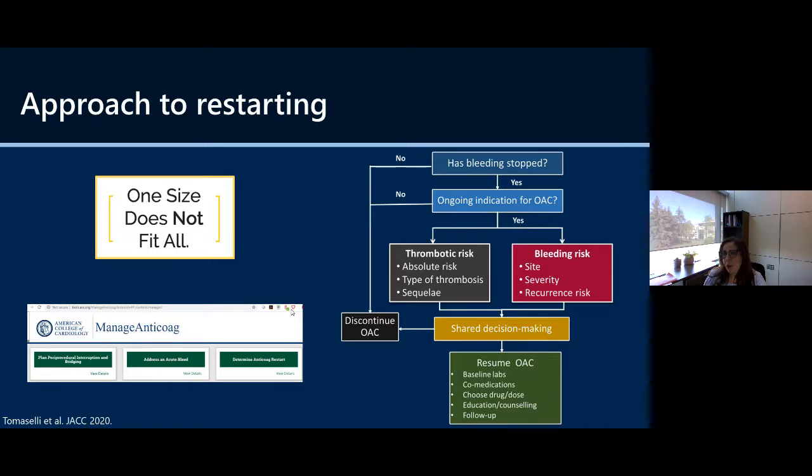Thrombotic risk would depend not just on the absolute risk of the event happening, but what type of event it is. So, for us, a DVT is different than an ischemic stroke. It's just important to have a perspective on that. Same thing with bleeding. Intracranial bleeding is different than gastrointestinal bleeding. Even among those bleeds, not all intracranial bleeding is the same, and not all GI bleeding is the same.